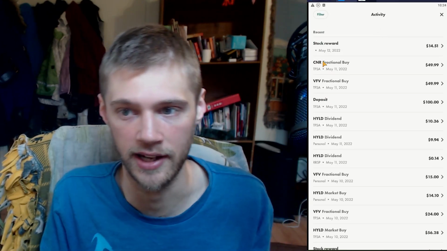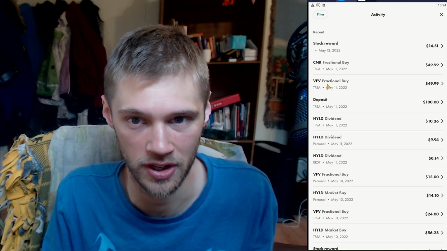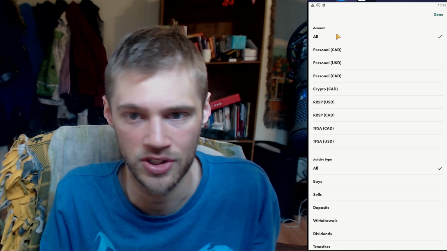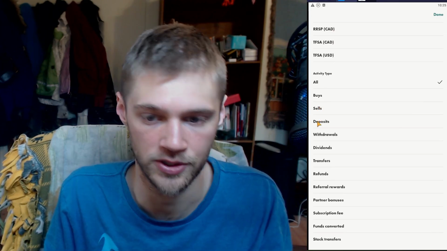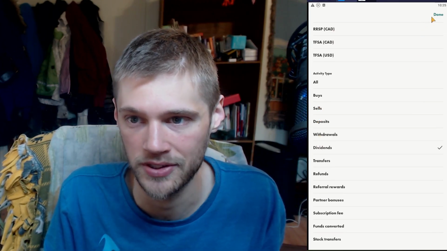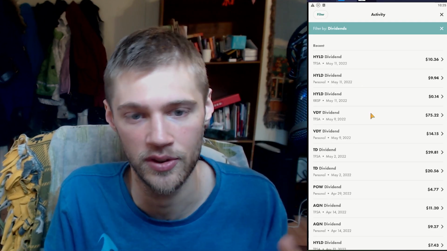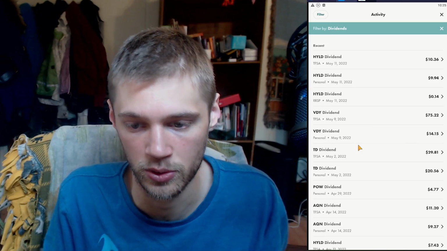We can see the different activity inside of the portfolio. This looks pretty messy because obviously it's not filtered. So they have this nice little filter option. We can filter by account. I'm just going to select all because it's kind of easier that way. But we can look at our buys, our sells, our deposits, our withdrawals. Let's do our dividends because that's kind of a cool thing to see. So I like to filter by dividends, and we can see all the recent dividend payments that I got in my account. Pretty simple stuff, but this is a cool thing I like to see.